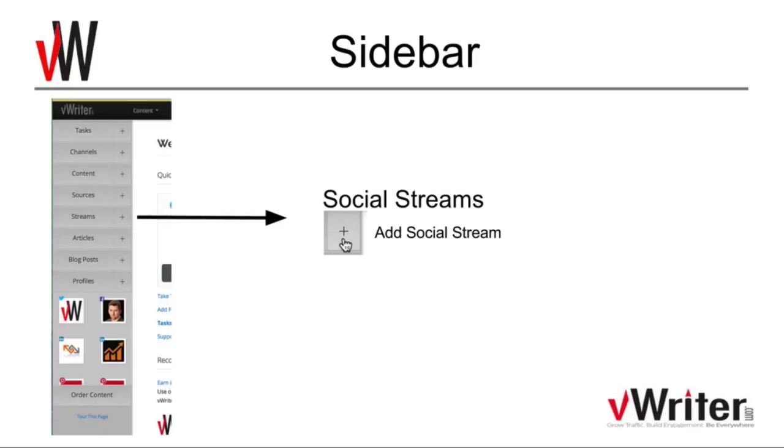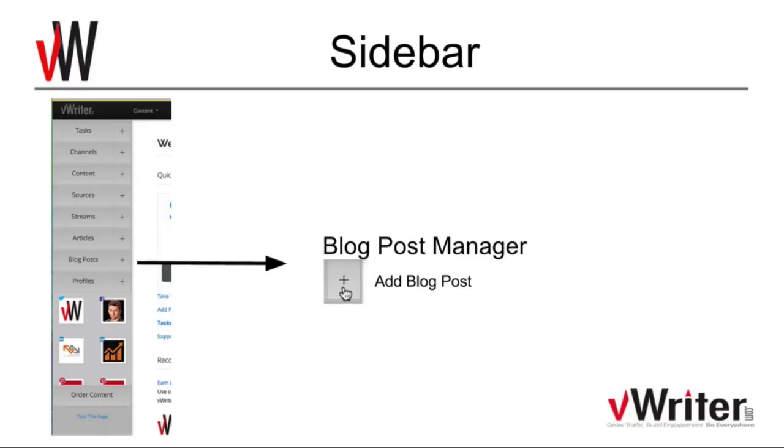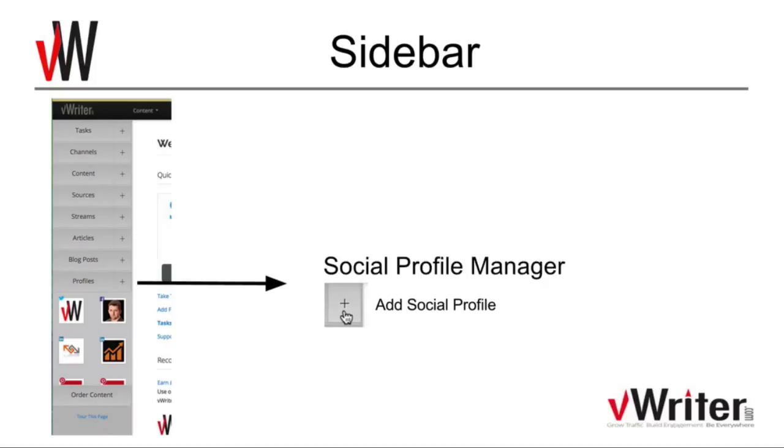Social streams, that gives you an overview of what's going through all your social profiles, and the add button to add a new one. The article manager, that's for articles that you want to distribute to the top article sites in the system and to add an article straight away there. Blog post manager, add a blog post, same kind of thing. Profiles, and to add a social profile, simply click on the plus button there.